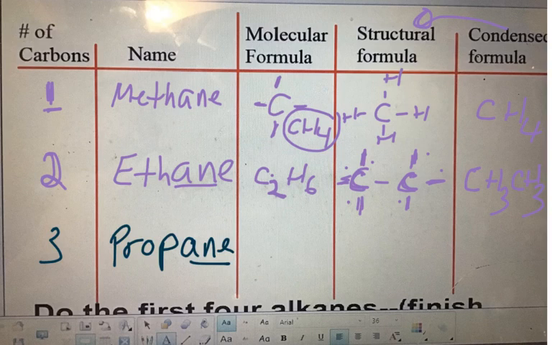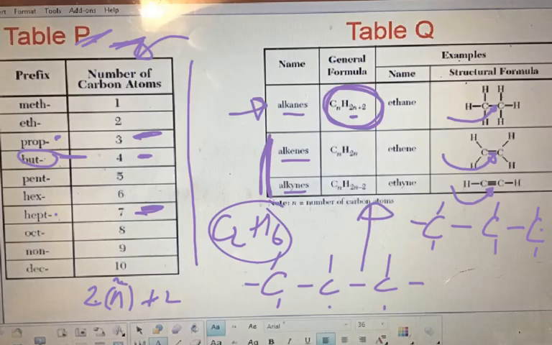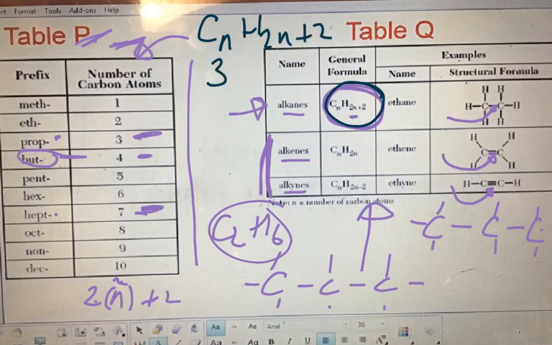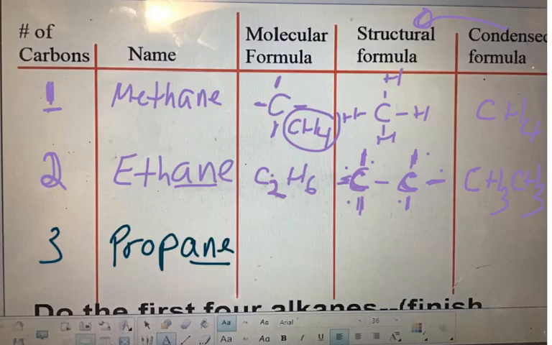Okay, what's the molecular formula going to be? So you don't panic, you go back here. You look at this formula, right? It's CnH2n+2. I have 3 carbons, so my N is 3. So what's 2 times 3, guys? 2 times 3 is 6, plus 2 more is 8. So my molecular formula is going to be C3H8.